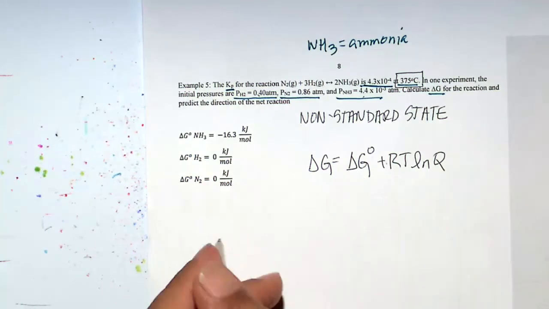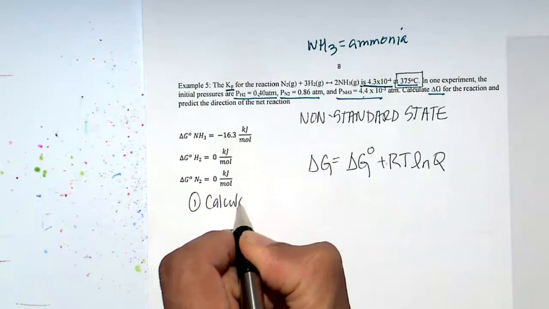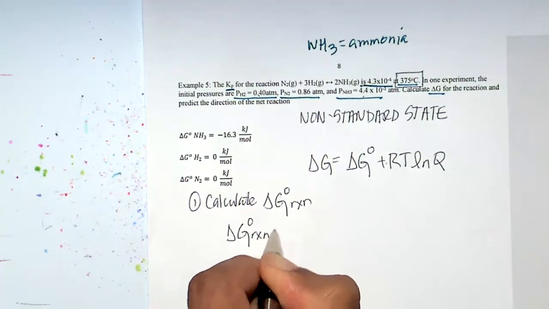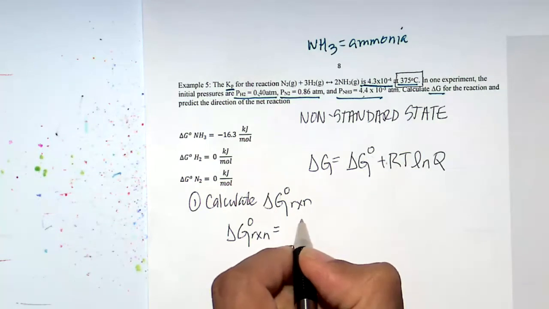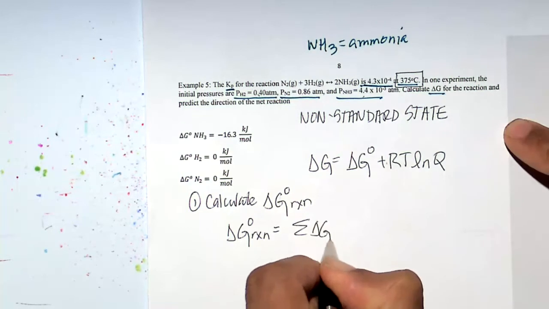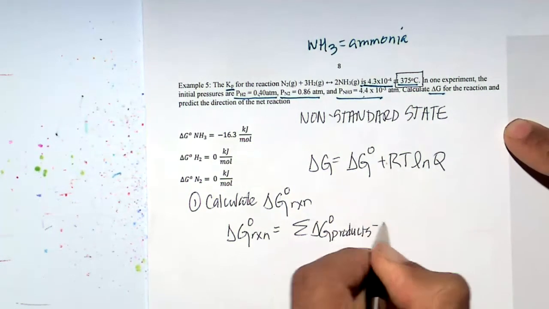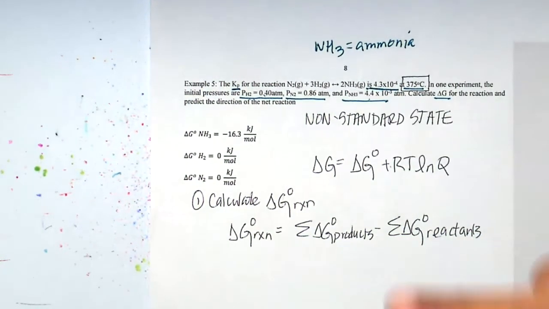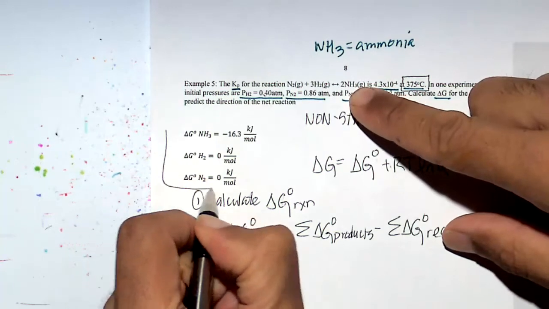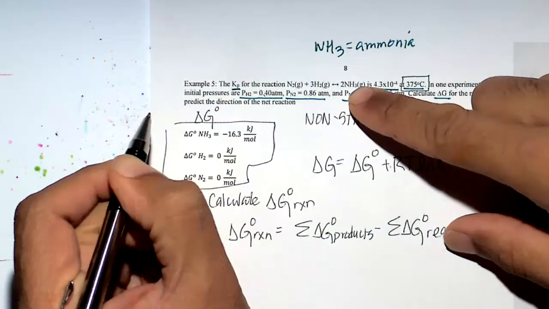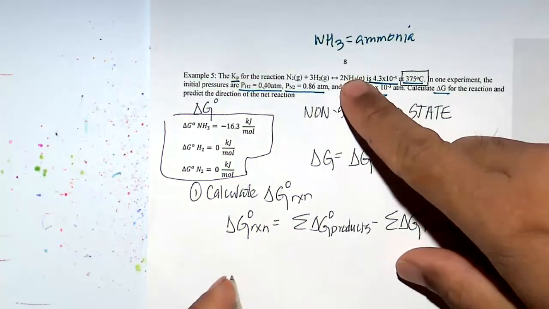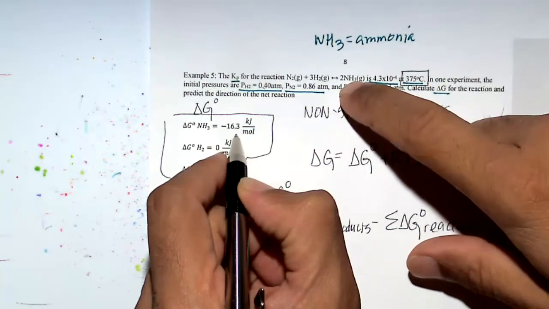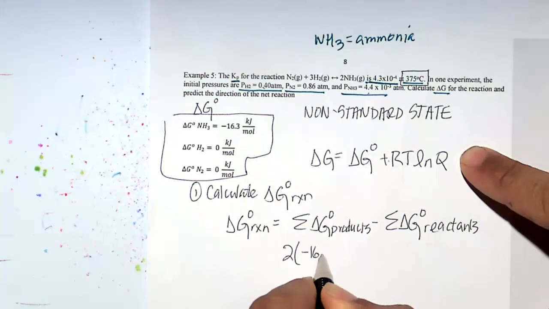Let's first calculate delta G naught. So step one, calculate delta G at standard state of this reaction. Let's remind ourselves that the delta G of the reaction is going to be the sum of the products minus the sum of the reactants. So here's our equation one more time. We have the delta G naught values from the back of the book. NH3 is minus 16.3 kilojoules per mole. We got two of those, so it's going to be 2 times minus 16.3 kilojoules per mole.